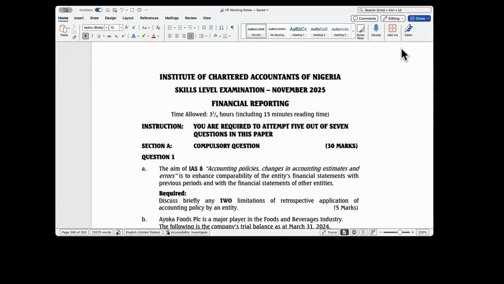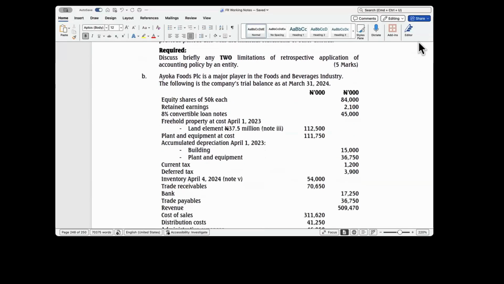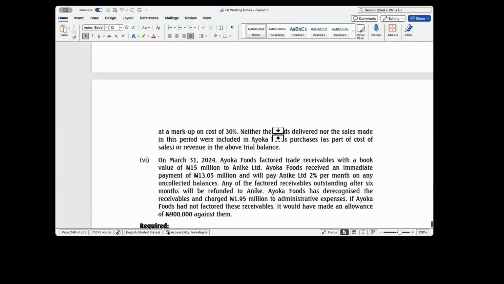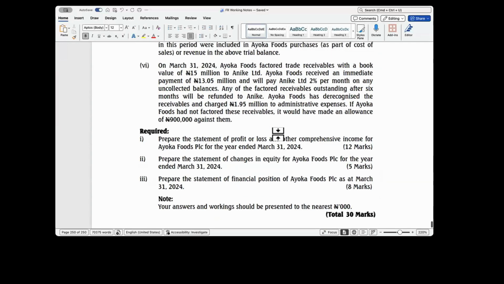When you are in the exam, first, I would advise that you go to the requirements of the question. Look at what the question is asking you to do. In this case, this question wants us to prepare a statement of profit or loss and other comprehensive income for Ayoka Foods PLC for the year ended March 31st, 2024.